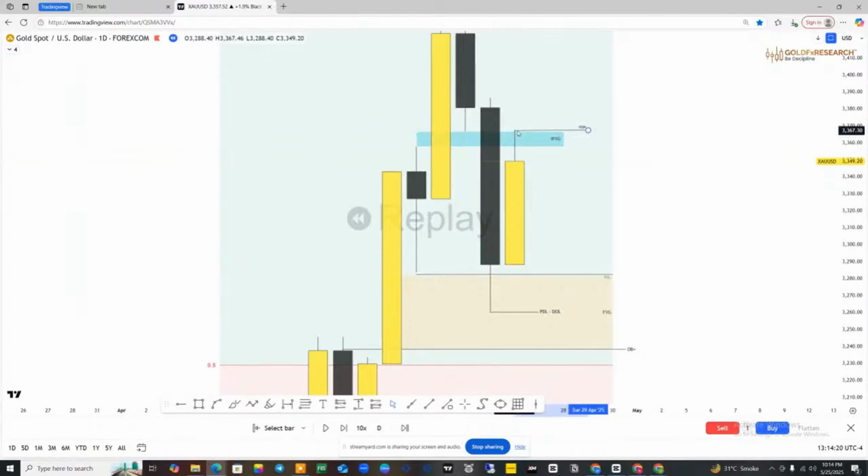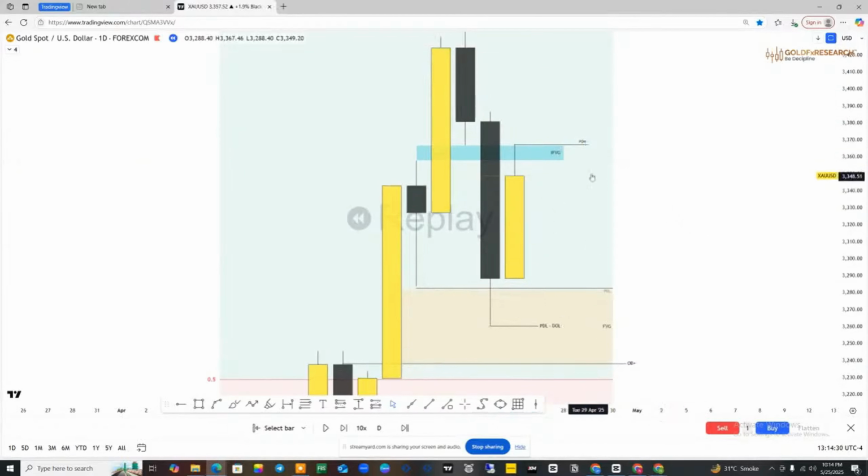Now again, if the market absorbs the liquidity of this high and the candle closes below, then what will we target? We'll target this low. It's simple. After this high is absorbed, what will we do? We will look for selling opportunities. Till where? Till this low, because from here, what did the market do?